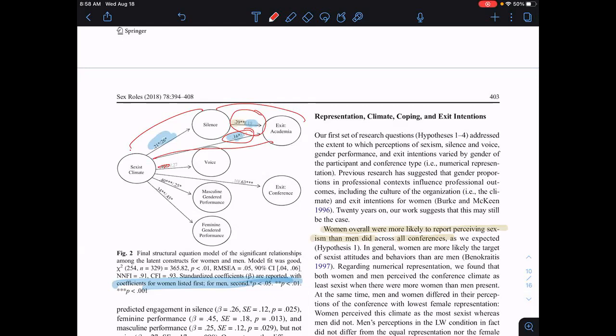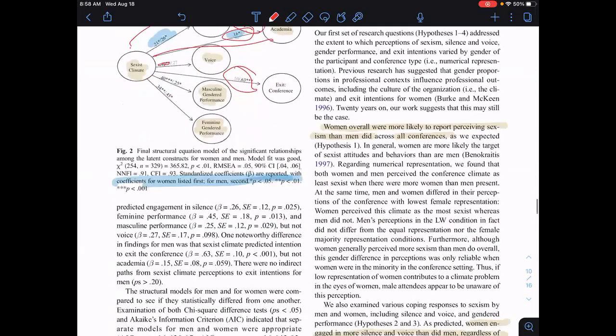So this is walking you through the structural equation modeling, showing all the things that this sexist climate predicts. It predicts silence, exit from academia, voice, gendered performance, and is negatively predicted, again, read the article, they should have a negative in there, for feminine gendered performance. And now interesting, it does not predict for women an exit of the conference. It does for men. I don't know why that is. That doesn't make sense to me. I don't think they ever explain it.